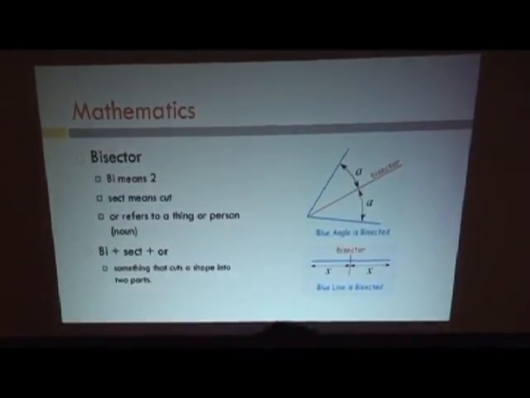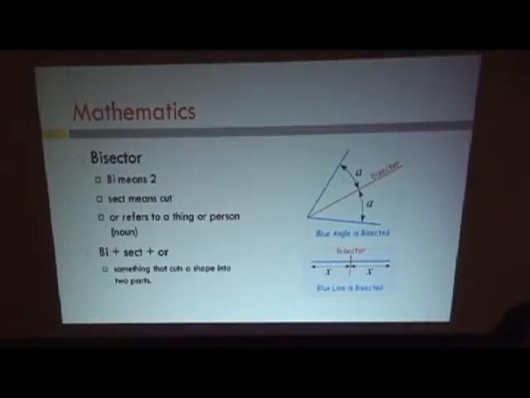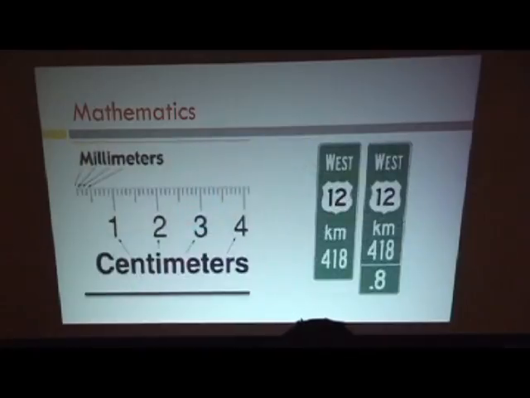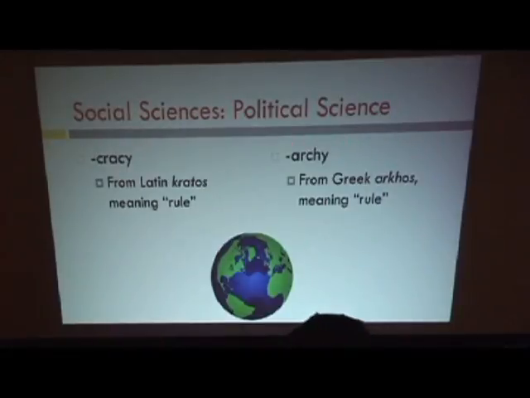Like, what is a bisector? Think back. Bi means two. Sect, think of section. What do you do when you section something? Cut. So a bisector cuts something into two. A bisecting angle. That's where we see that in geometry. Bisecting angle. Cuts it into two. Okay, so I did it for math. I did it for political science.